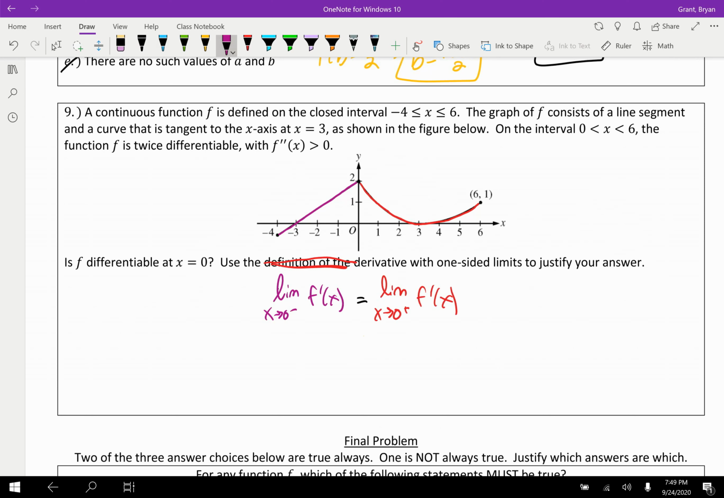The left side is a linear function, and we have 2 points. We have this y-intercept here. We go over 1, 2, 3, up 1, 2. So we want a rise of 2, a run of 3. So this is 2/3.